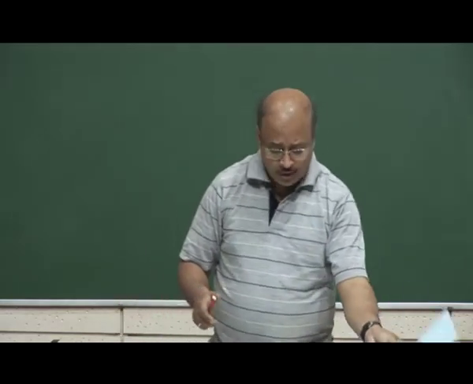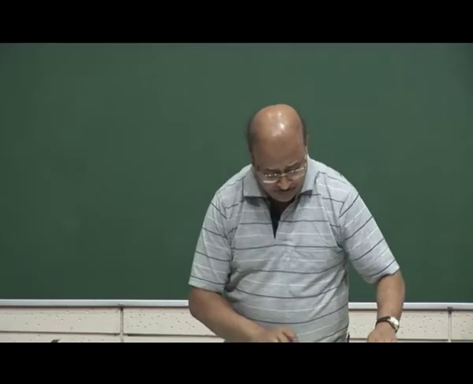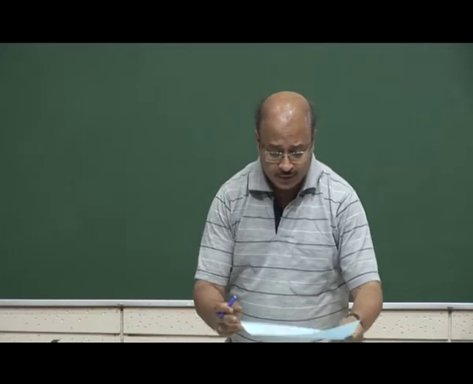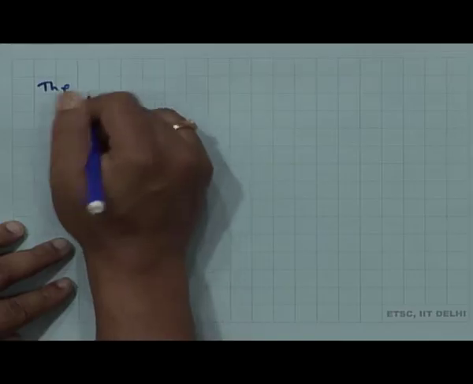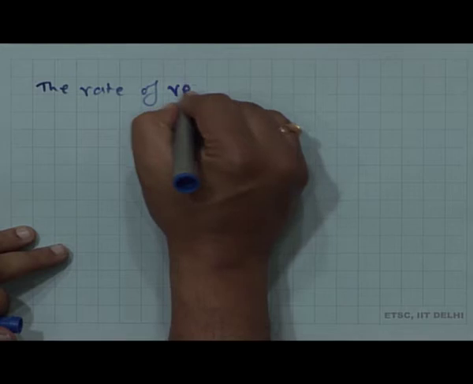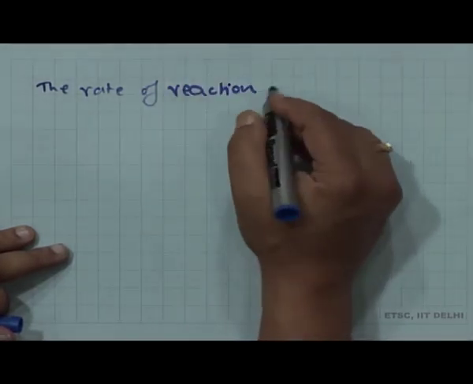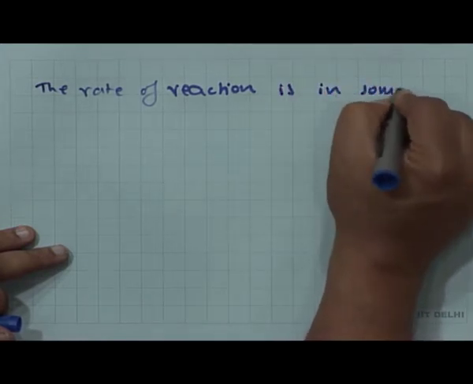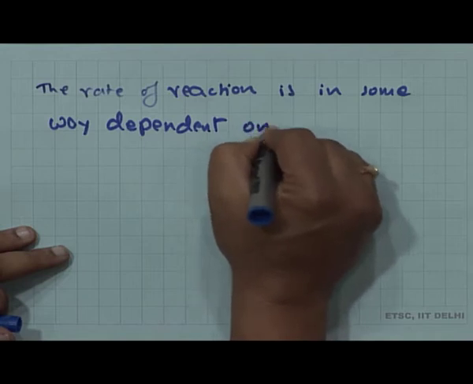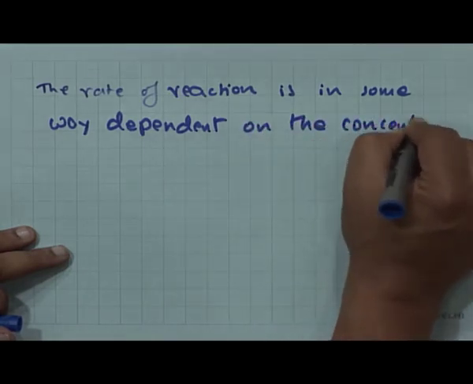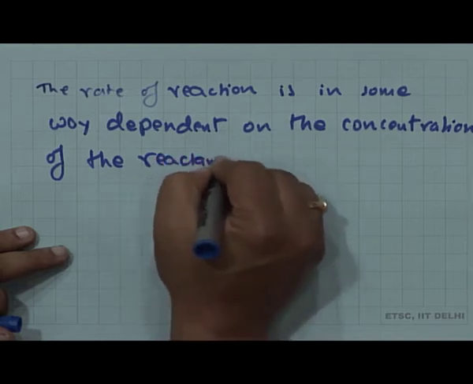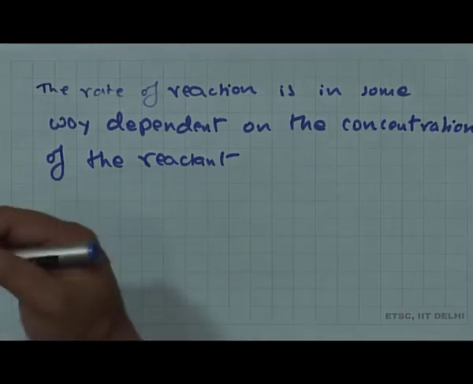So, let us talk about this. From this graph, what we can conclude is the following, that the rate of reaction is in some way dependent on the concentration of the reactant. Again, the rate of reaction in some way is dependent upon the concentration of the reactant.